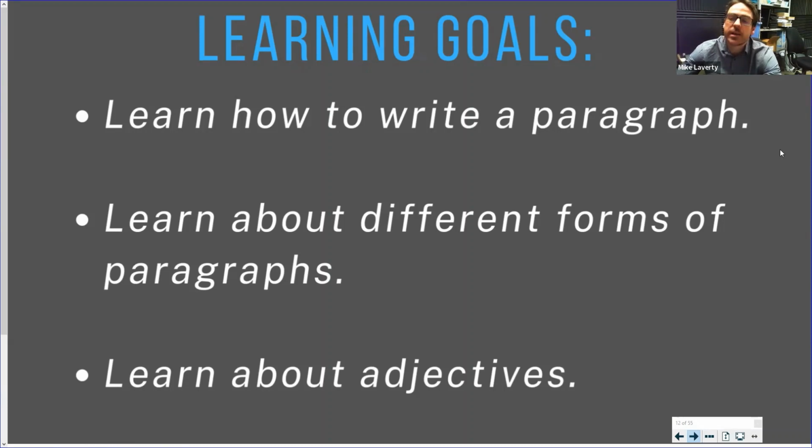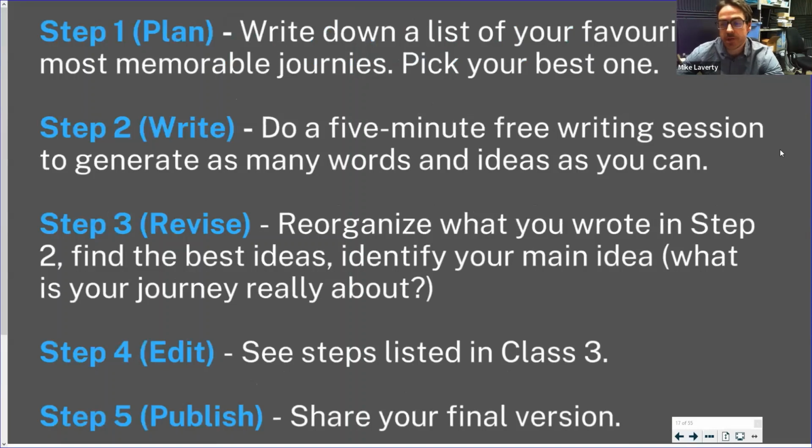So up on the screen, I got a condensed version of the writing process that I recommended for this particular assignment. So step 1, you plan it. You write down a list of your favorite, most memorable journeys, and you pick your best one. Then you do a 5-minute free writing session to generate as many words and ideas as you can. Then step 3, you reorganize what you wrote, find your best ideas, find your best sentences, identify your main idea. What is your journey really about?